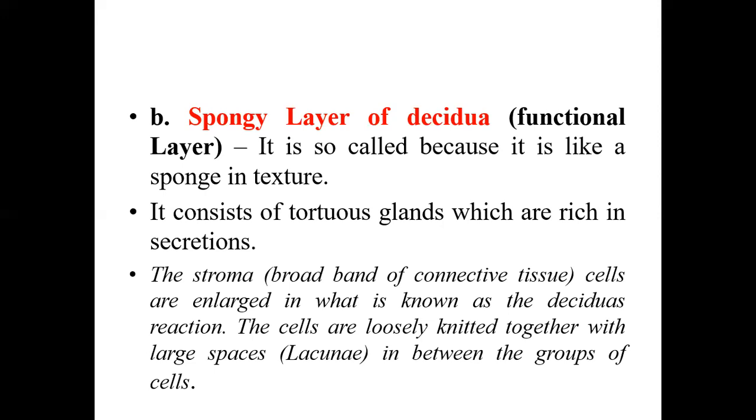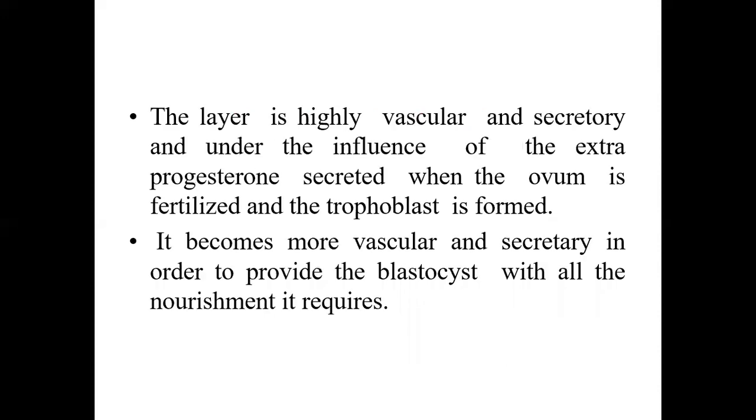The stroma, which is the broad band of connective tissue, or the stroma cells, are enlarged in what is known as the decidual reaction. The cells are loosely knitted together with large spaces in between the groups of cells. This is important because we need the complete embedding of this ovum into the endometrium. Important, I think, to take note.